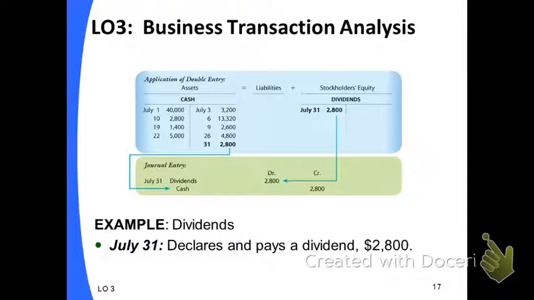Next we have a transaction where we're paying dividends. Now remember, dividends are not part of the normal operations of the business. However, they do reduce our stockholders' equity and they do reduce the cash associated with the business. So on July 31st, we declare and pay a dividend of $2,800. So we debit the dividend as we would similar to an expense, but remember it's not an expense, it's not a normal part of the operations. So we debit the dividends July 31st and we credit our cash to show that our cash has gone down.